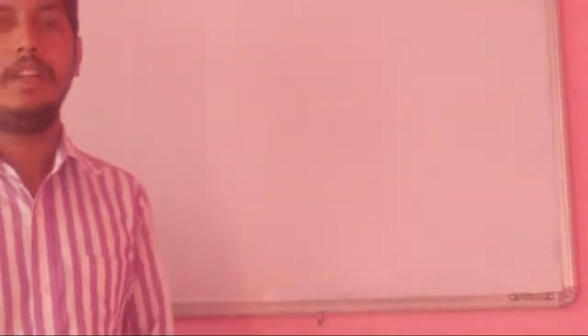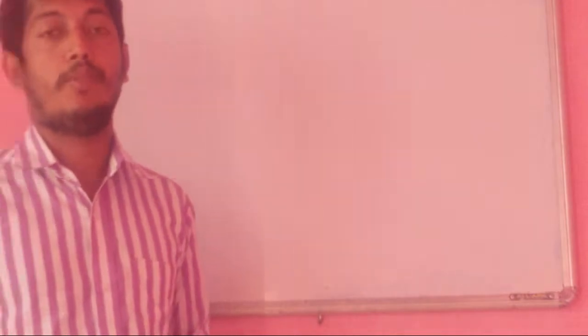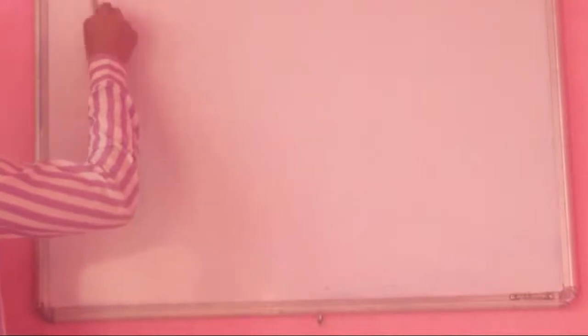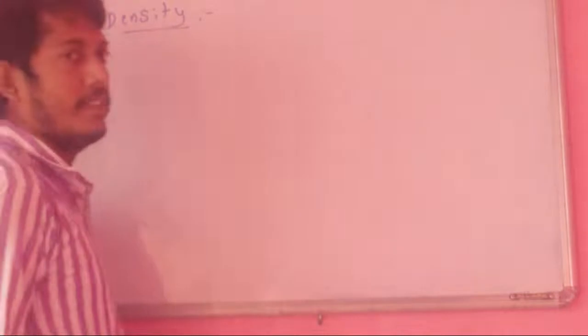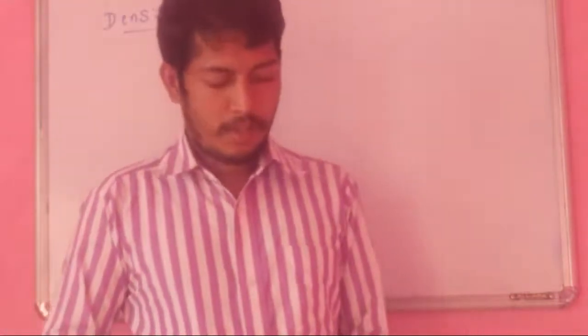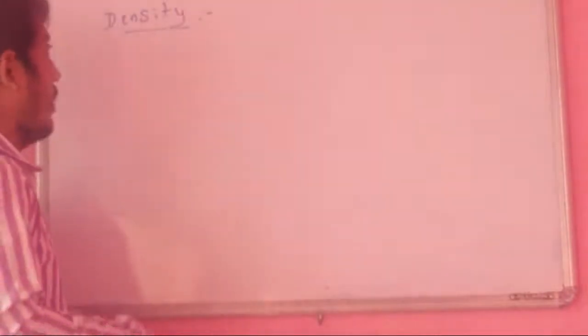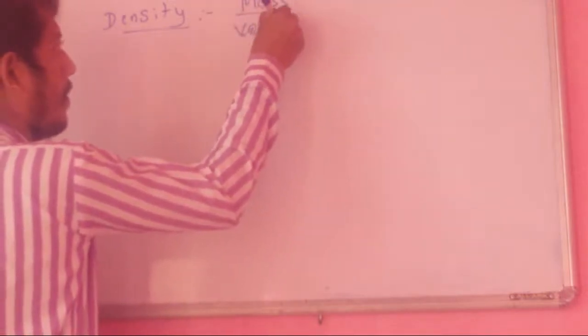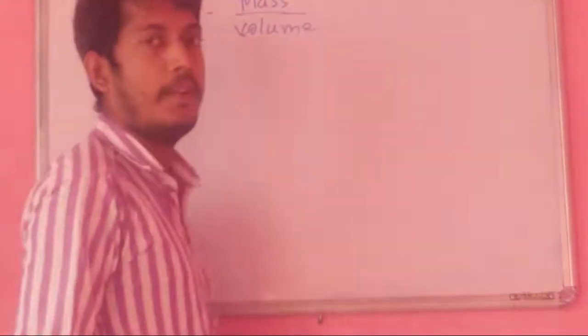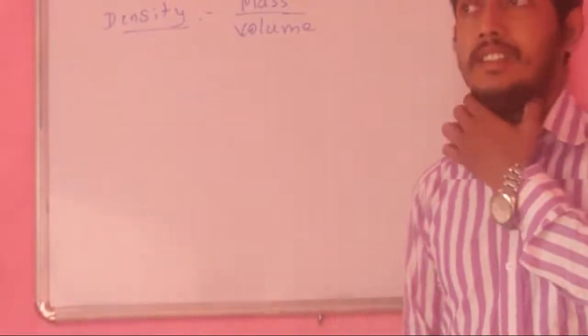In the previous class, we learned about the law of buoyancy and Archimedes' principle. Now in this class, we are going to learn about relative density. Before going to relative density, first we'll see what is meant by density. Density is the ratio of mass and volume. Density means mass divided by volume. That gives the density.